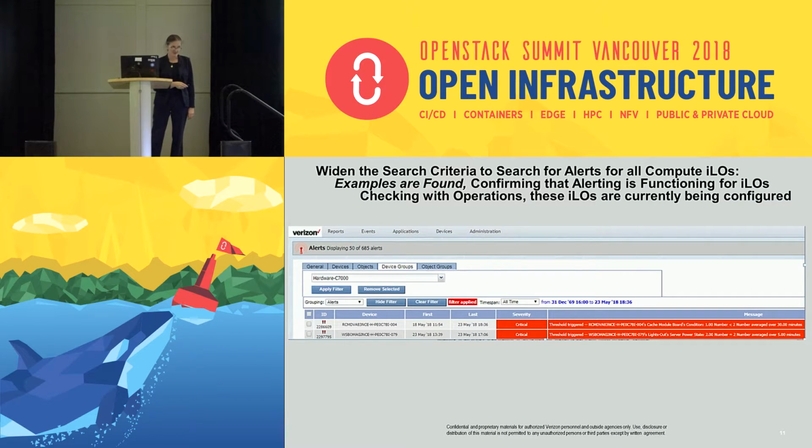Since I was putting the slides together a little close to the time I was going to give the talk, I talked to the operations team yesterday and found out these are actually sites that are being configured. This is not a bad thing. This is expected.